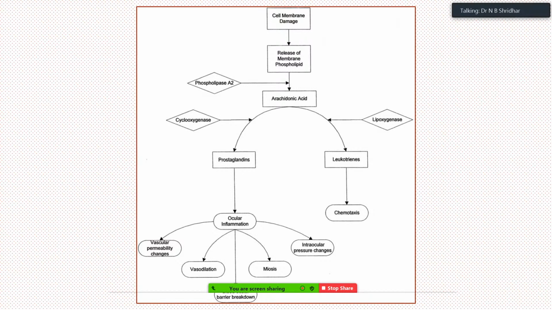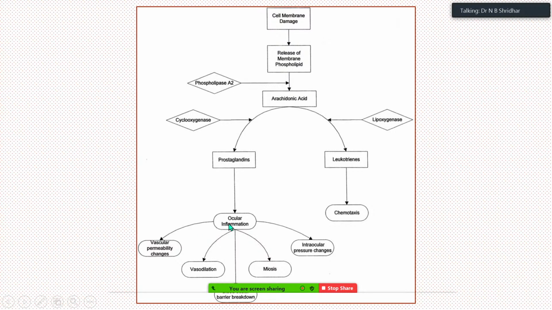In this chart we can see that whenever there is cell membrane damage or any injury, there is a release of membrane phospholipids from the cell membrane, especially in the animal cell. Phospholipase A2 acts on the phospholipids and converts them to arachidonic acid. Arachidonic acid, in the presence of the enzyme cyclooxygenase, is converted to prostaglandins, whereas with lipoxygenase it is converted to leukotrienes, which have a chemotactic action.